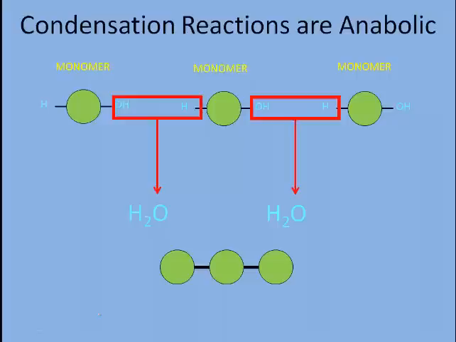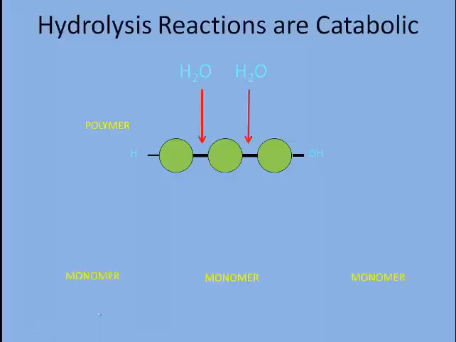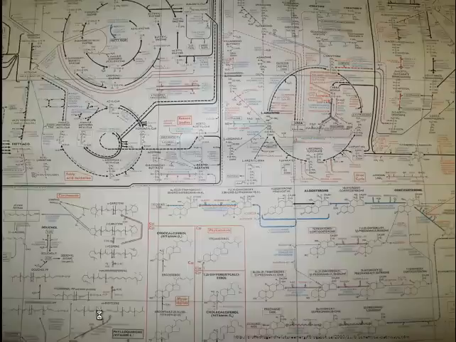Metabolic reactions can be anabolic or catabolic. Hydrolysis reactions are catabolic. In hydrolysis reactions, a polymer is broken down into its monomers. This is a catabolic reaction. The total of all anabolic and catabolic reactions in a living thing is called its metabolism. There are a lot of reactions going on.